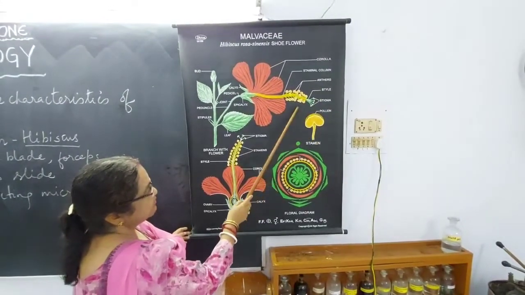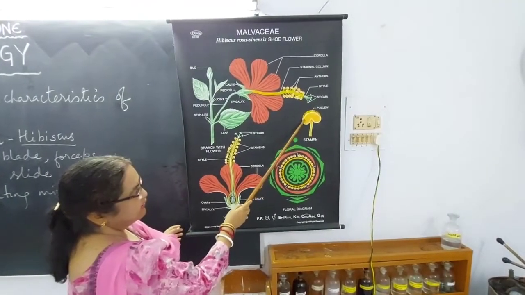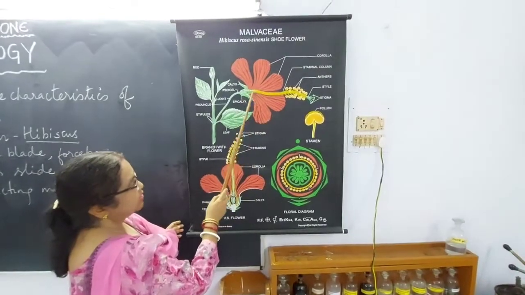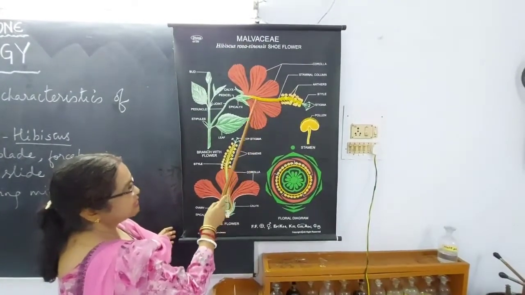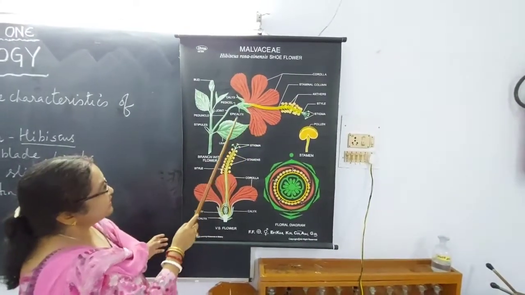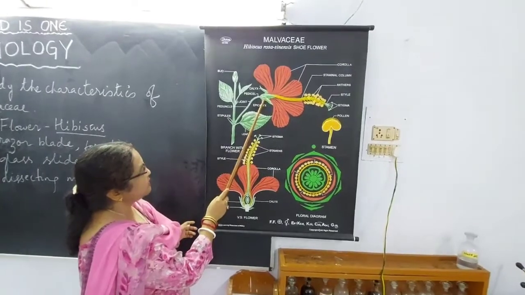You can see one stamen here they have shown. It is showing the kidney shape. When all the filaments are joined together, it is called a staminal tube. It is called monadelphous stamen. Then another important feature of this is the epicalyx, the presence of epicalyx.